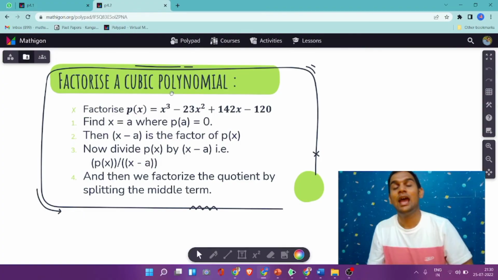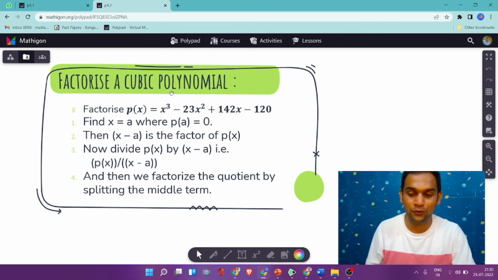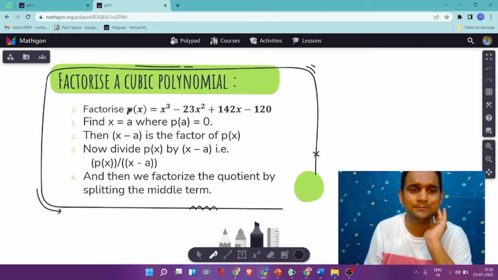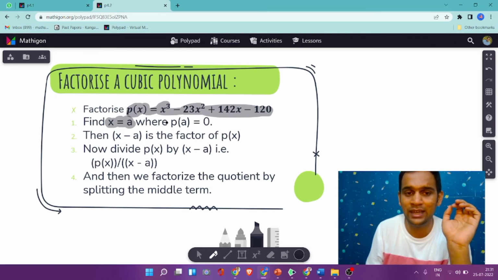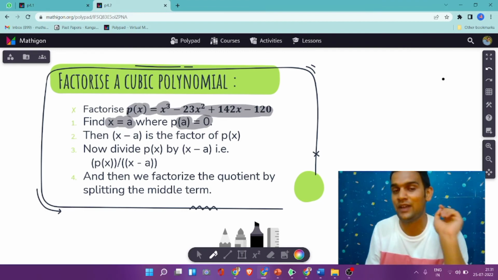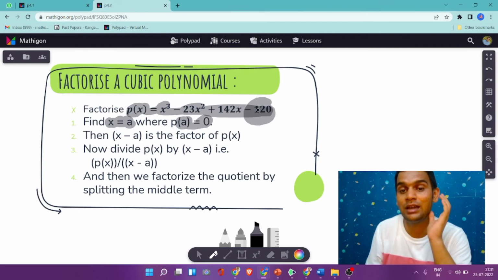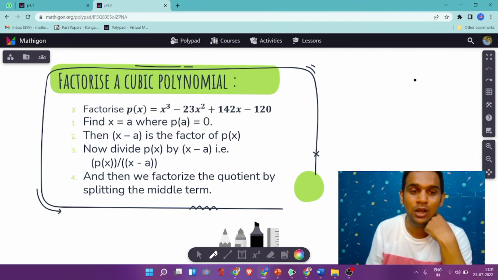Let's try to understand how we factorize a cubic polynomial. When factorizing a cubic polynomial, there are a few steps which we must follow. The first thing: let's suppose we have a polynomial p of x, which is a cubic polynomial. First we take x equals a, where p of a equals 0. With the help of the factor theorem, we try to find the first factor. We look for the constant term, once again minus 120, and then look at its factors and try to find the first factor out of these.